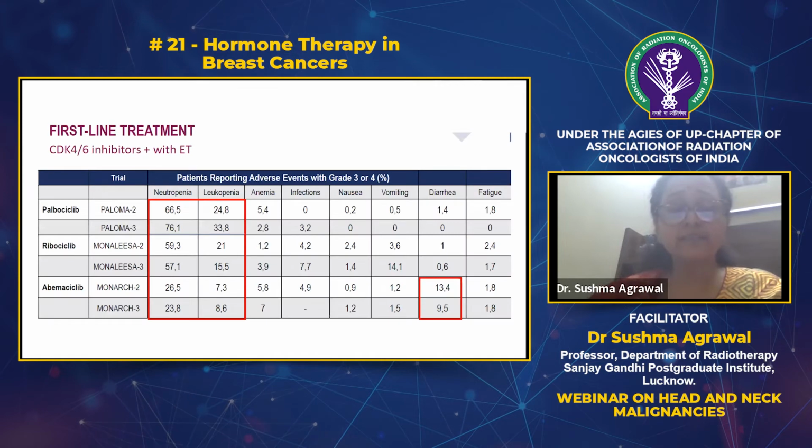Now, next thing is that, okay, it works, but we have to know the side effects. So the side effects are neutropenia in about 75% of the patients with palbociclib, in 60% of the patients on ribociclib, and in 25% of the patients with abemaciclib. But abemaciclib has another side effect, that is 10% of the women have diarrhea.